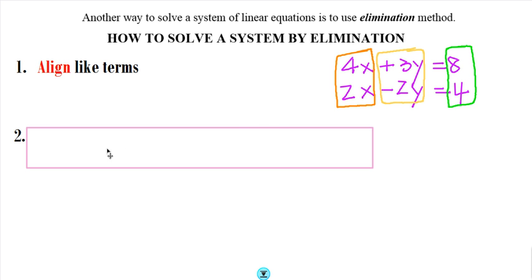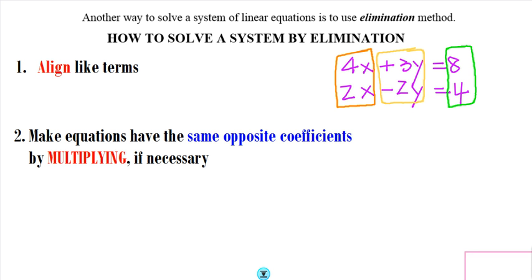And then the next step is to make equations have the same opposite coefficients by multiplying. And that is only if it's necessary. Meaning that this step 2, sometimes you don't need it, but sometimes you do. And you should multiply to have them just have the same opposite coefficients.